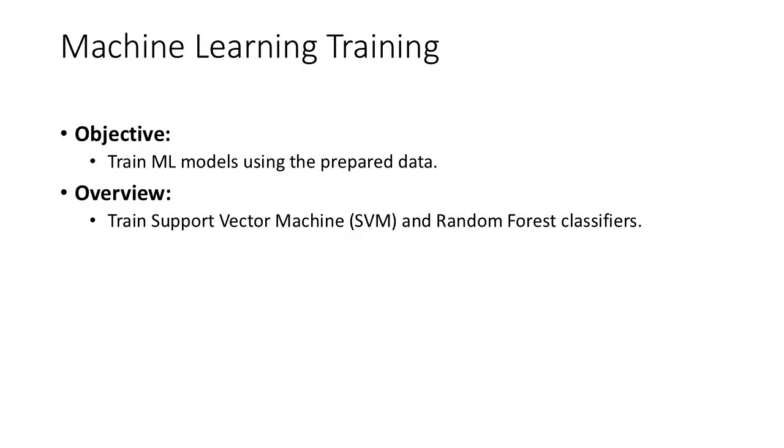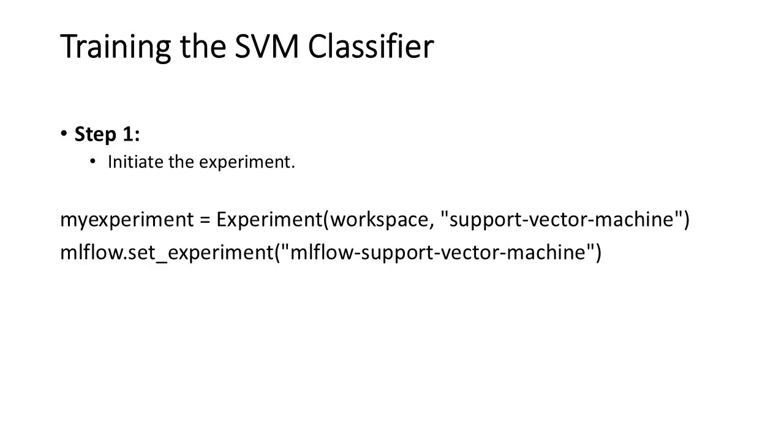We need to train it using our SVM algorithm and random forest algorithm. There are two machine learning algorithms, support vector machine algorithm and random forest algorithm. These are two classifiers. By using these, we have to predict the weather, the future weather. Am I right? So the first step is to initiate the experiment by using my experiment. This is just like creating a project.